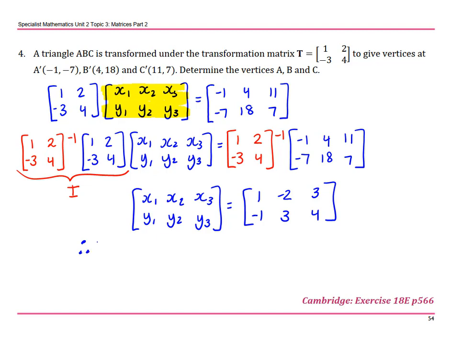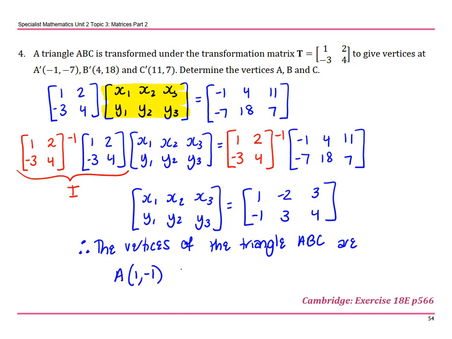So therefore, the vertices of the triangle ABC are A, B, and C, remembering it goes across.